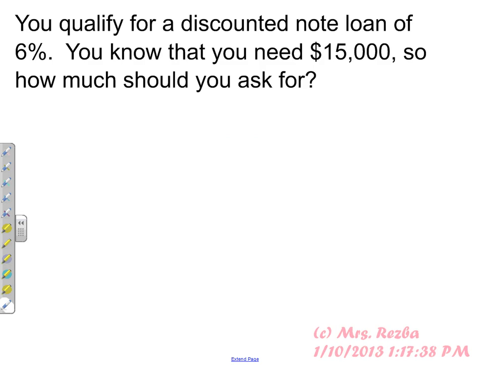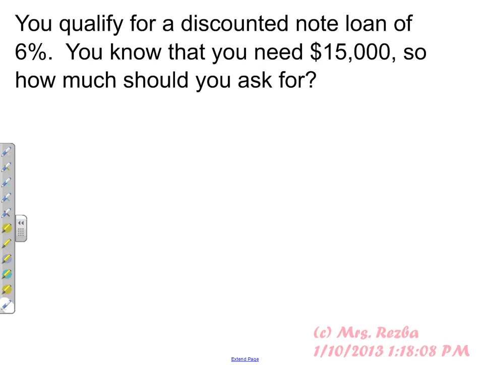Now, the other type of problem that deals with discounted notes is trying to figure out how much money to ask for. If you know you qualify for a discounted loan, and if you know how much money you need, well, then you need to ask for more. That way you get what you need. So in this example, we qualify for a discounted note loan of 6%. We know we need $15,000. So how much should you ask for?